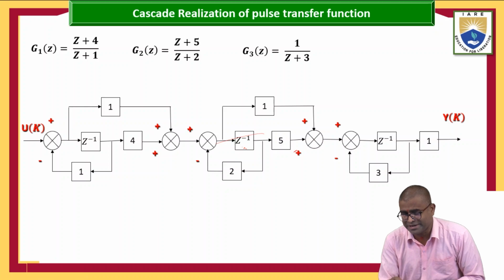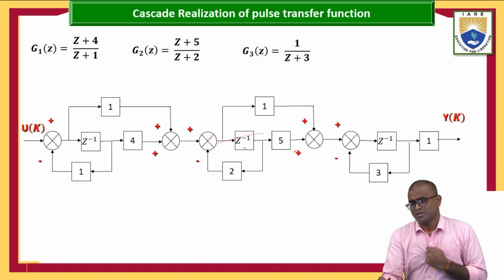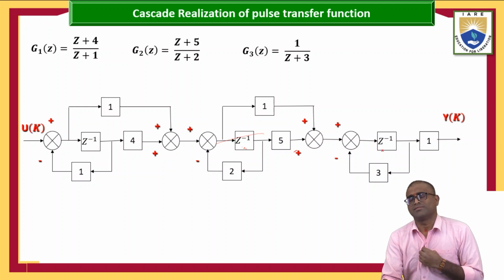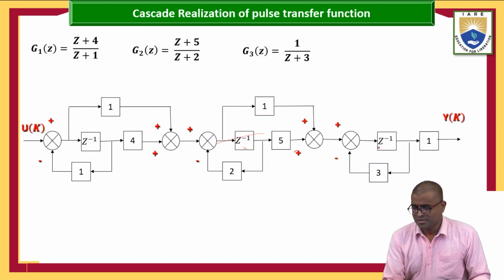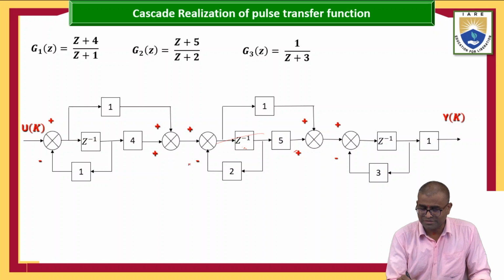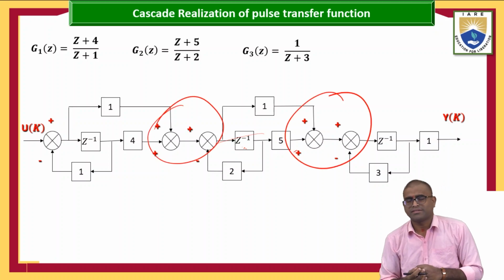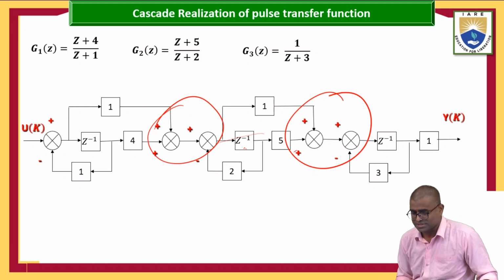Coming to the third, last function, that is 1 by (z plus 3). The order of the function is 1, that's why we get z power minus 1. The forward path is 1 and the feedback path is 1 plus z plus 3. After that, we do the cascade of the functions, the cascade of the transfer functions.